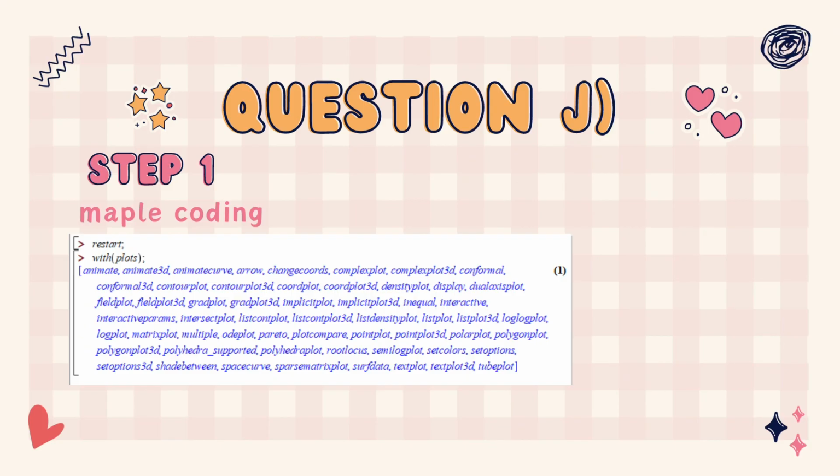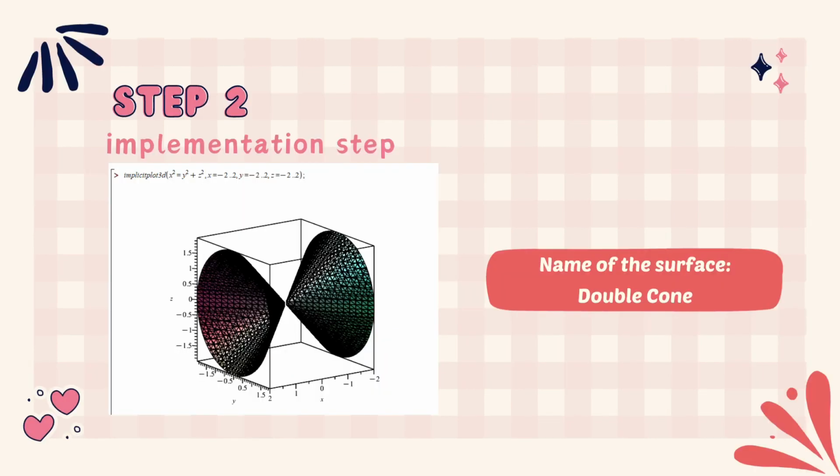The next question is question J. For the first step, I start with Maple coding, which is I insert restart and with open bracket, plots, close bracket, and get the output. The second step is the implementation step, which is I insert implicitplot3d, open bracket, x squared equals y squared plus z squared, where x equals -2 until 2, y equals -2 until 2, and z equals -2 until 2, close bracket, and that is the output that I got. The name of the surface is double cone.